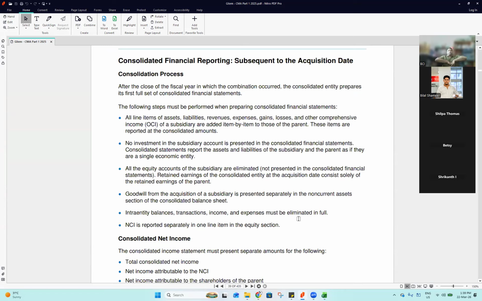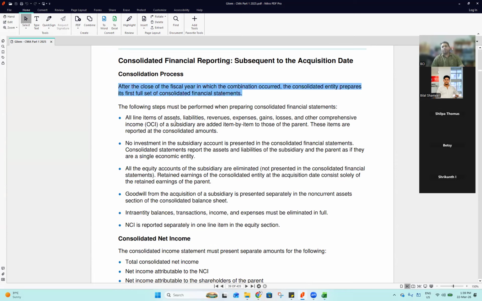Consolidated financial reporting subsequent to the acquisition date. So after the acquisition date, what happens at the year end? What do we have to do? After the close of the fiscal year in which the combination occurred, the consolidated entity prepares its first full set of consolidated financial statements. Clear.